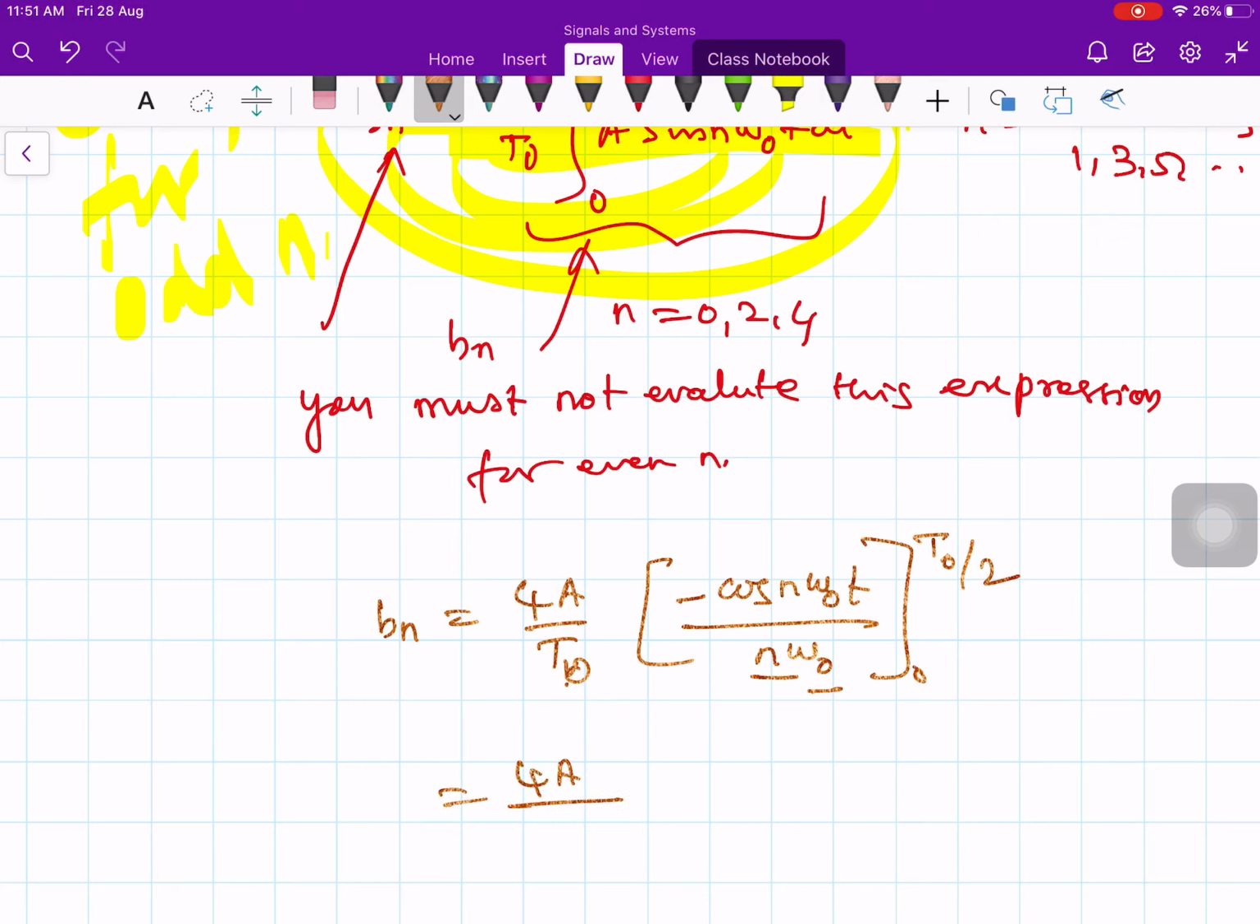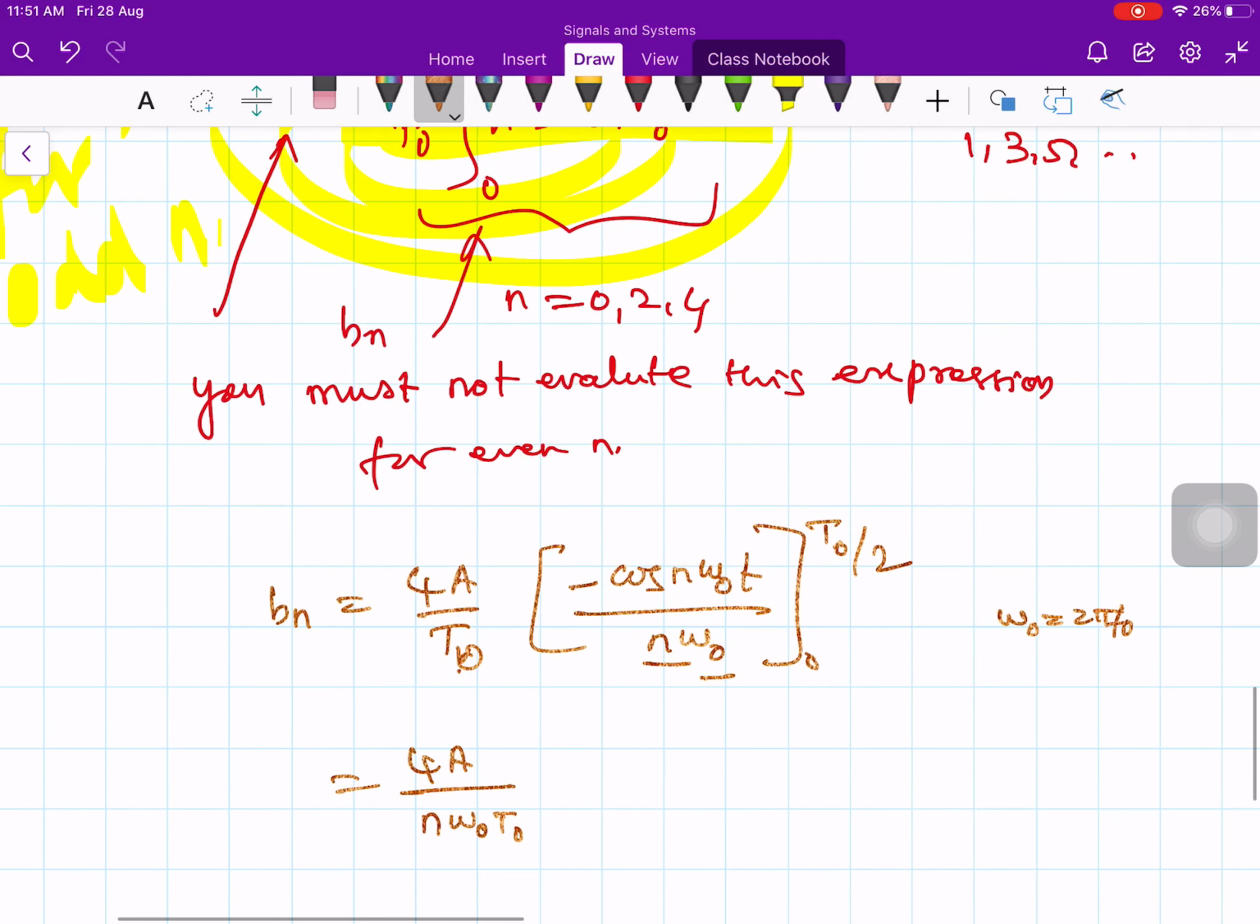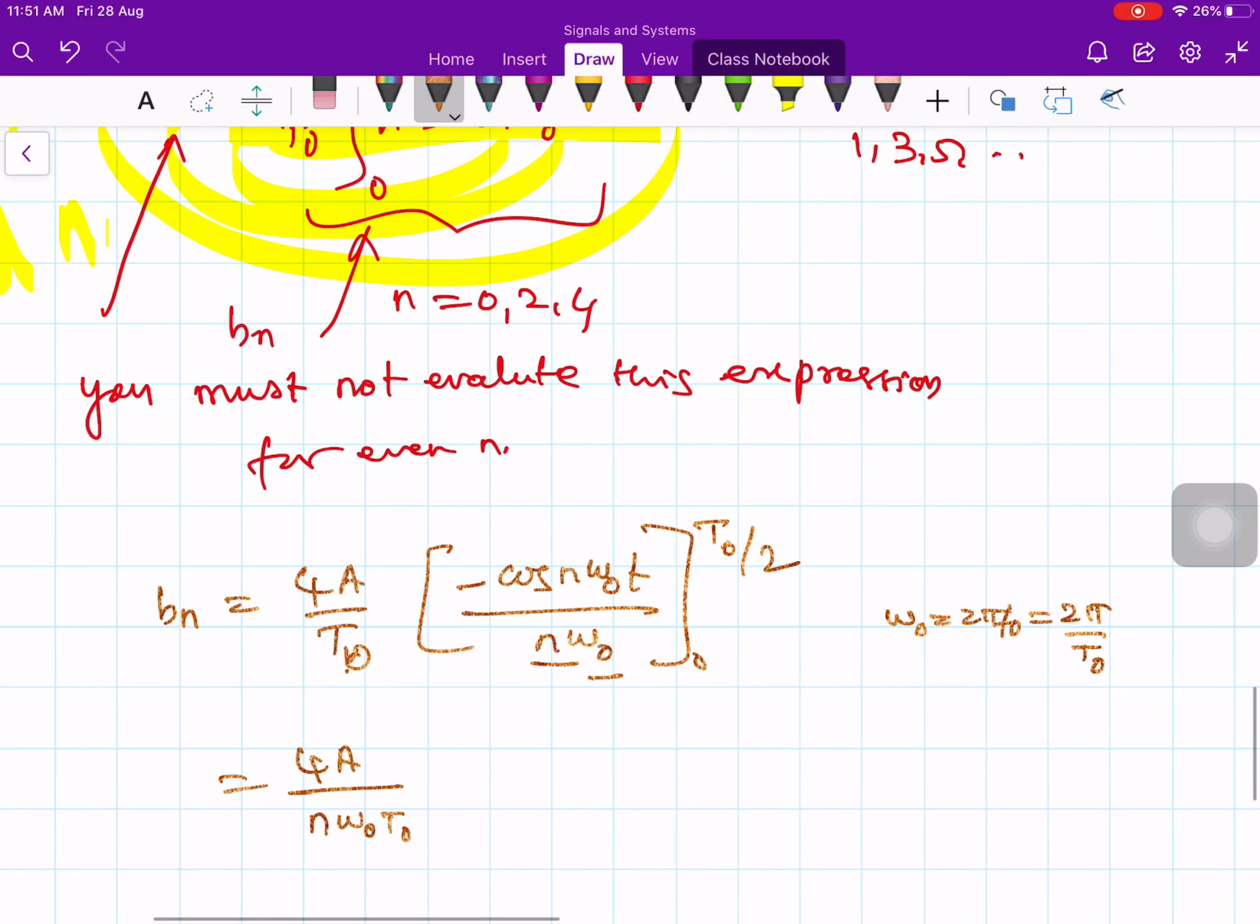by n omega naught T naught. We already said omega naught is equal to 2 pi f naught. So 2 pi f naught is 2 pi over capital T naught. So omega naught T naught is equal to 2 pi over T naught times T naught. This T will get cancelled. Okay, 2 pi will be left.